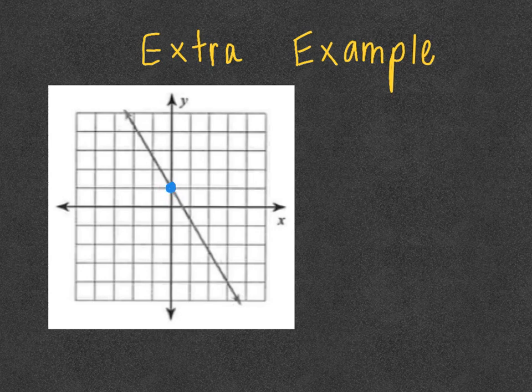So I'm going to start out by putting my equation. I'm going to say y equals something x plus something else. Okay? Y equals something x plus something else. And we just said that this y-intercept is going to be at 1. So, boom, that goes right there.